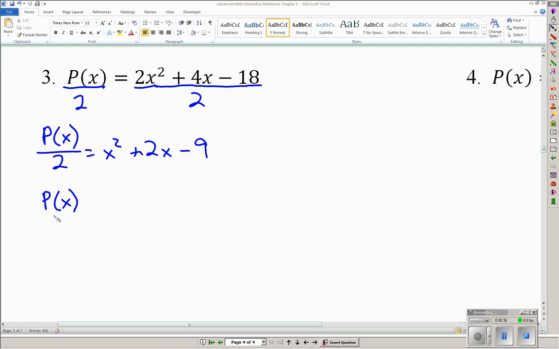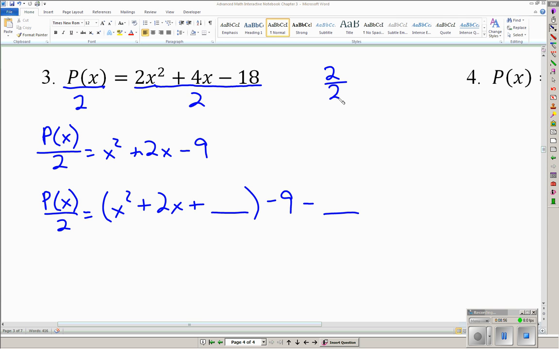Now let's rewrite with the blanks. X squared plus 2x plus blank minus 9 minus blank. What goes in the blank? It's half of b squared. B is 2, so half of 2 squared, 1 squared, is a 1. Adding 1 and subtracting 1 doesn't change the value, it only changes the appearance.